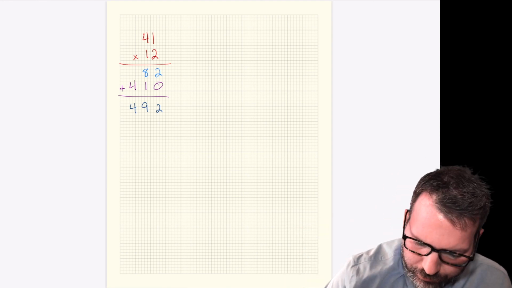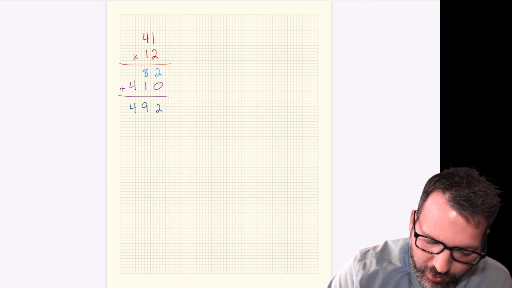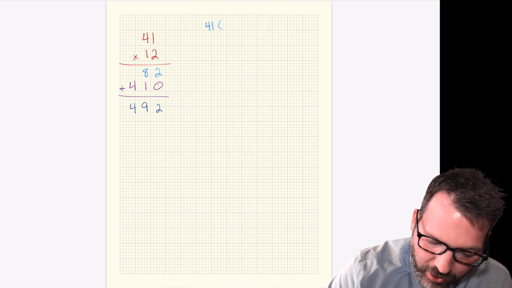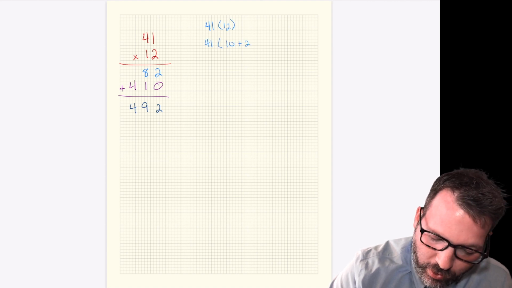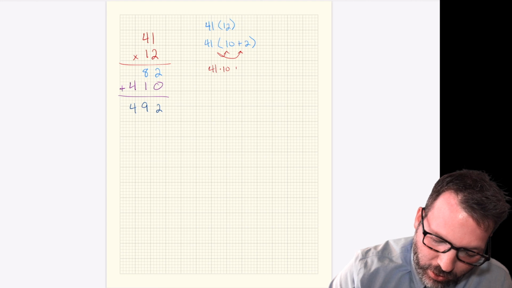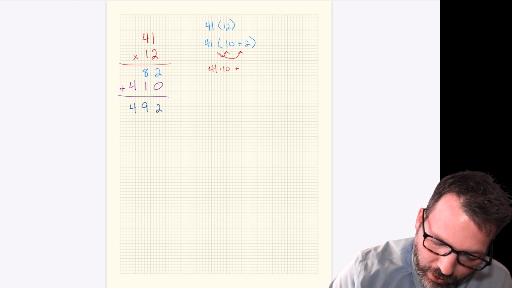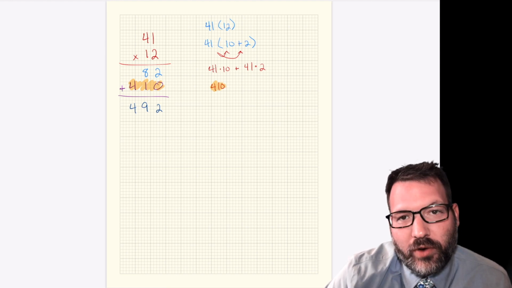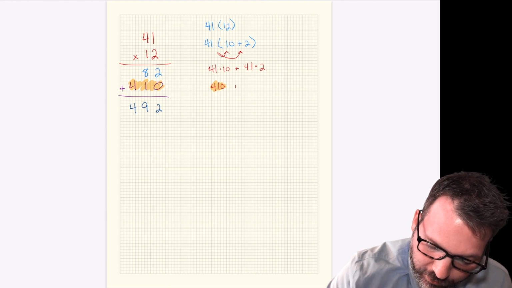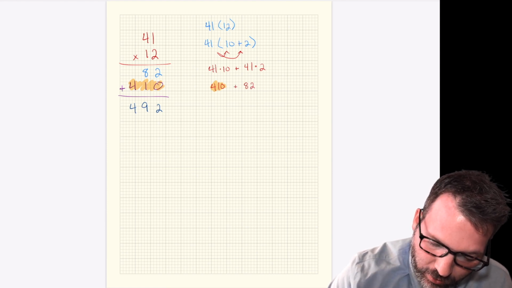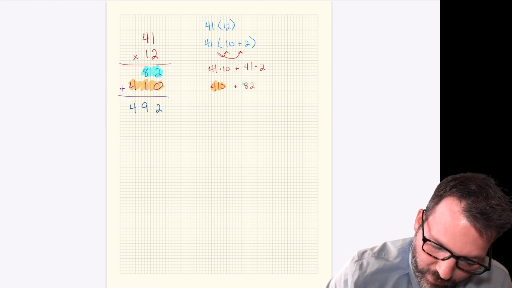What your kid's teacher is making you learn stems from distribution. We've said several times now there are a couple different ways to think about this. You can do 41 times 12 is really the same thing as 41 times 10 plus 2. And when we look at it that way, hopefully you're realizing why we end up doing this placeholder thing, because we can see, 41 times 10, that is the 410. That was the second step of our stacking algorithm. And then, of course, 41 times 2, that's 82. That was the first stage of our stacking algorithm.